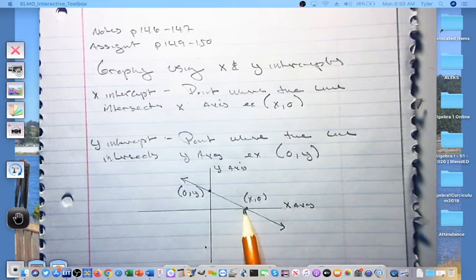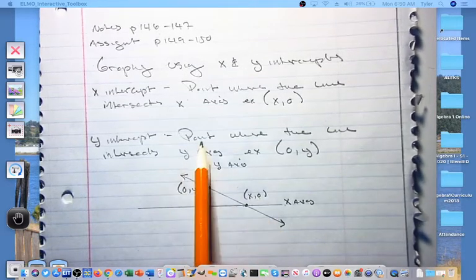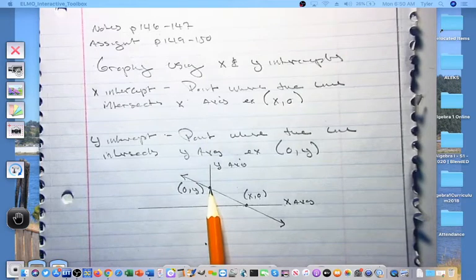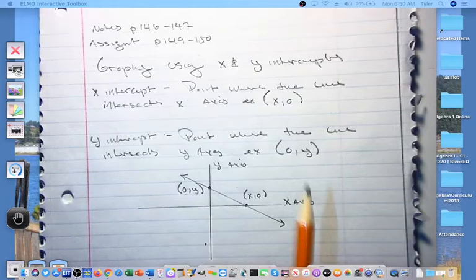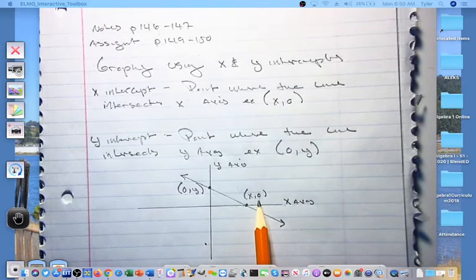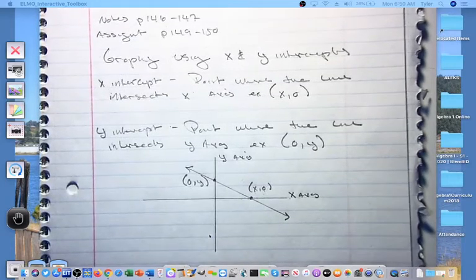And so the y-intercept is going to be something very similar. It's going to be the point where the line that we've graphed crosses the y-axis. Now it works similarly to an x-intercept in that all y-intercepts are going to have a 0 for x. So x-intercepts have a 0 for y, y-intercepts have a 0 for x, and we are going to use this fact to graph lines that have numbers that are friendly in this situation.